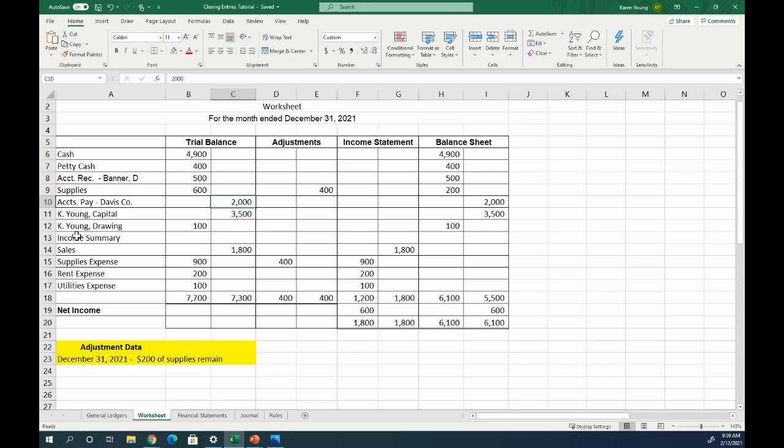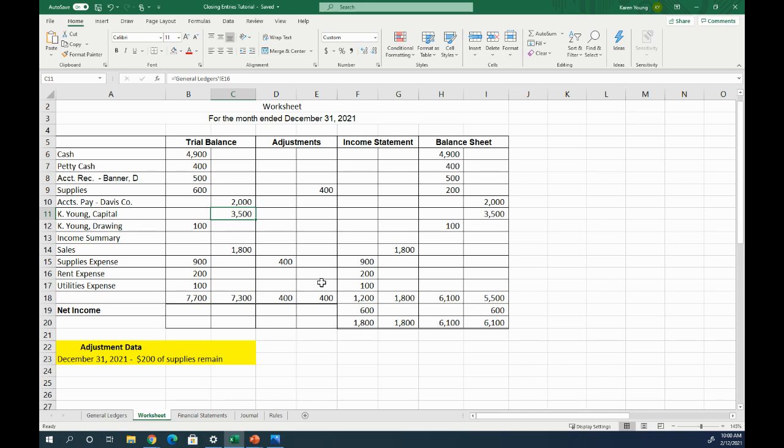Liabilities are permanent. Then I have my K Young Capital account. It shows $3,500 on this trial balance. This is also a permanent account. The owner's capital account is going to be talked more about today in just a few moments. The owner's capital account is their financial claims against the assets. So according to this trial balance, I have a $3,500 claim against these assets. My creditor has a $2,000 claim against my assets.